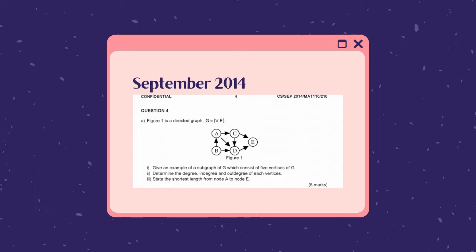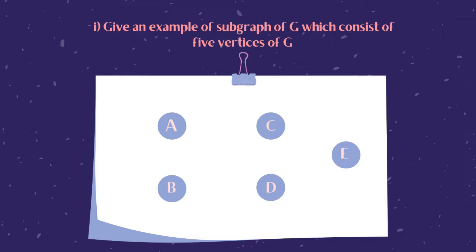For the first question, give an example of a subgraph of G which consists of 5 vertices of G. In the question, it has 5 vertices, so we put A, B, C, D, and E just like in the question. What is a subgraph? For your information, a subgraph is a graph whose vertices and edges are a subset of another graph. In general, a subgraph need not have all possible edges.